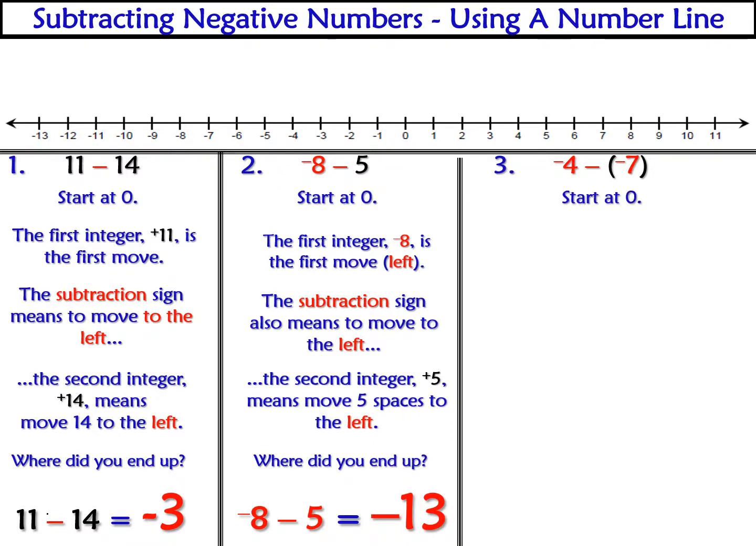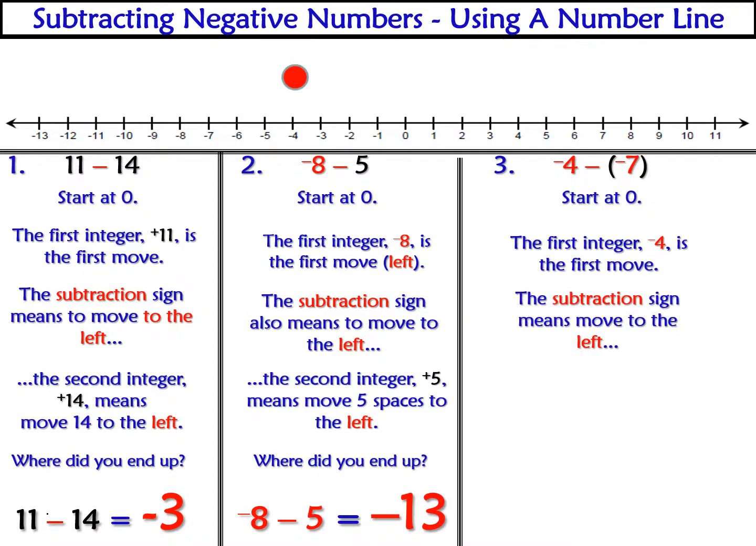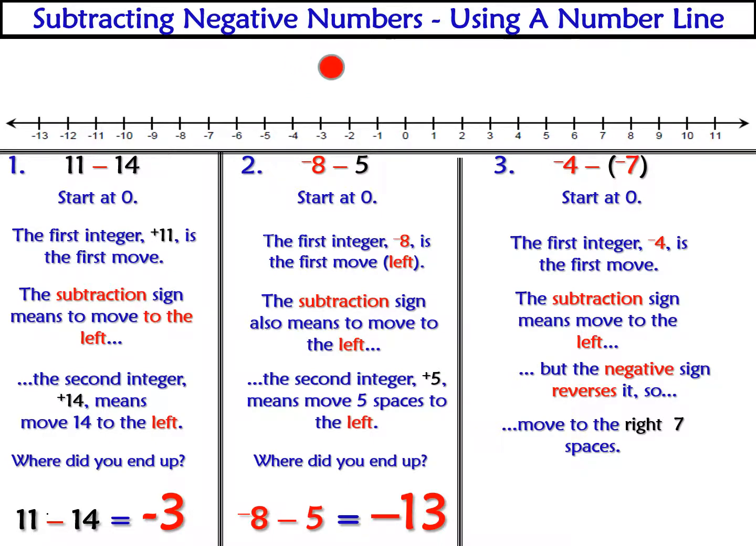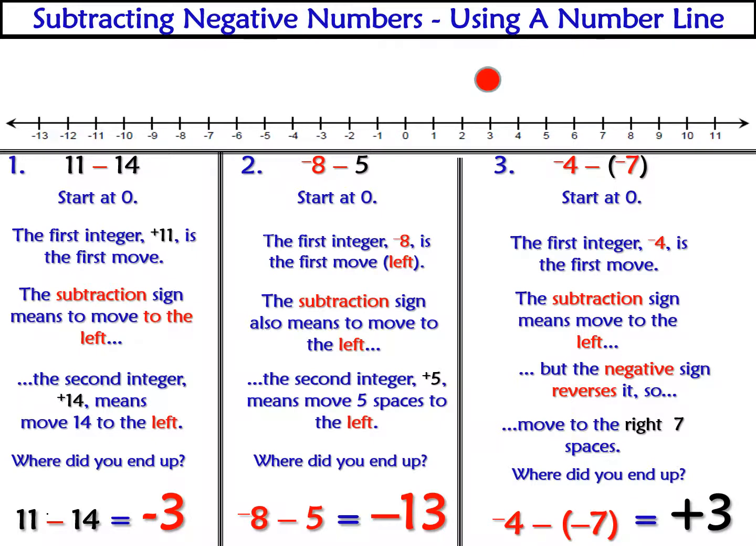To model negative 4 minus a negative 7, we're going to start at 0. We're going to do what the first integer tells us to do. And then, since it's subtraction, that means we're going to move to the left. However, because the second number is negative, that's going to negate or reverse that previous instruction. So in fact, what we're really going to do is move right 7 spaces. So where'd we end up? We ended up at positive 3.